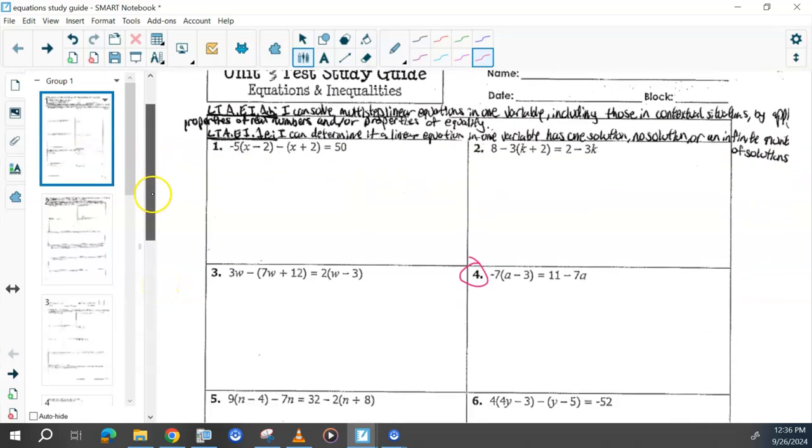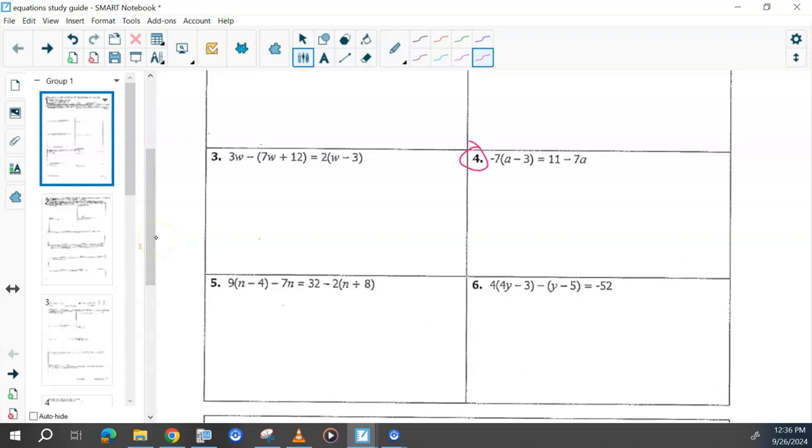So for number 4, we have to solve this, get A by itself, distribute first. Be careful with your negatives. And then this, I can already see that this is going to have the same coefficient, and these are going to be different, so it's going to give me no solution. But let's solve it regardless.